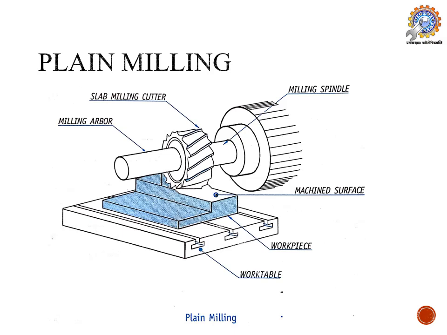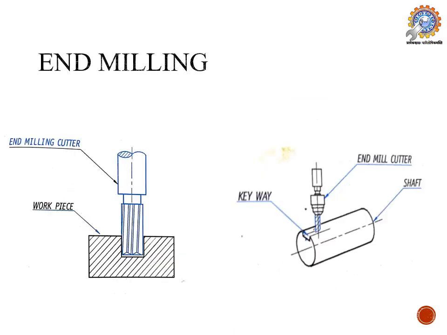This operation is usually carried out in a horizontal milling machine. The vertical milling machine cannot do the plane milling operation. For having that plane milling operation, a separate tool is required for vertical milling machine. In plane milling, the surface of the workpiece is parallel to the table surface as shown in the figure.